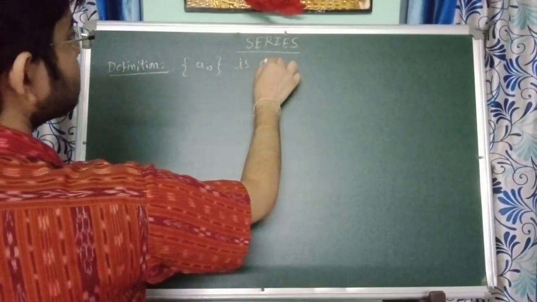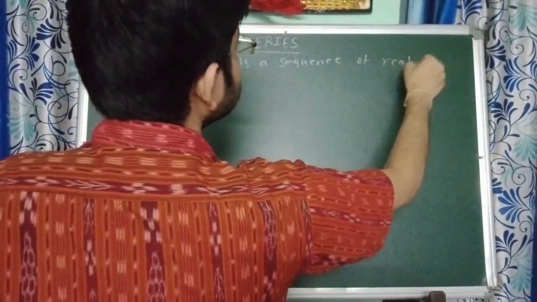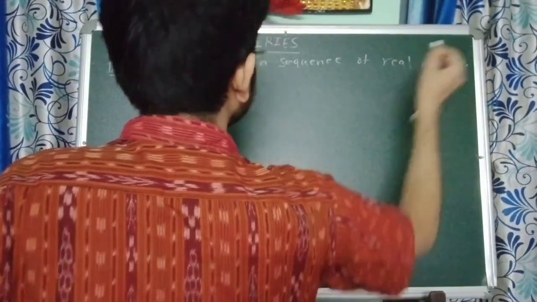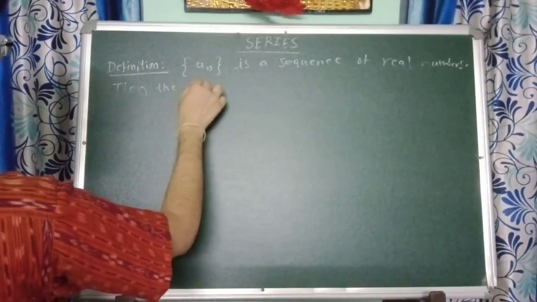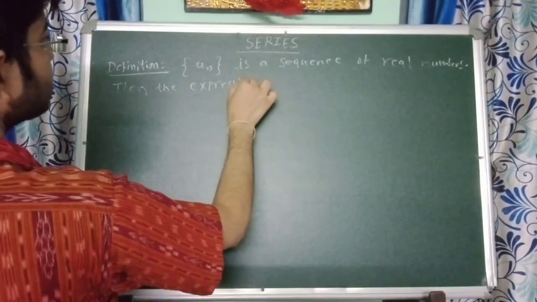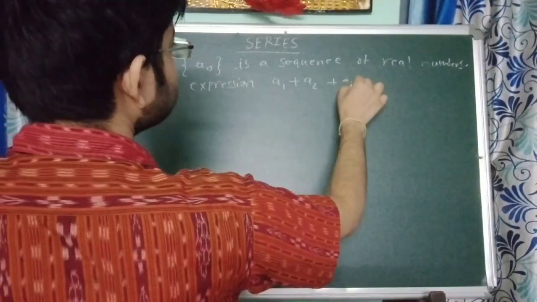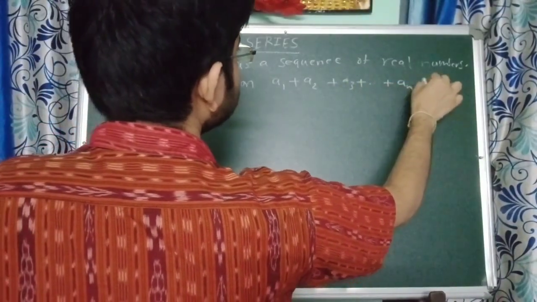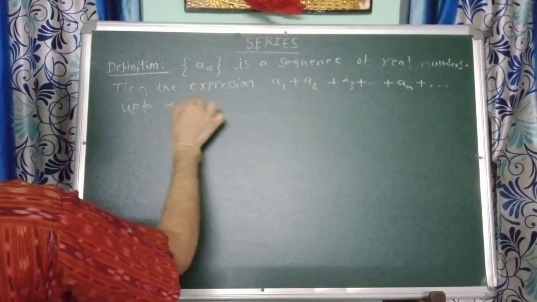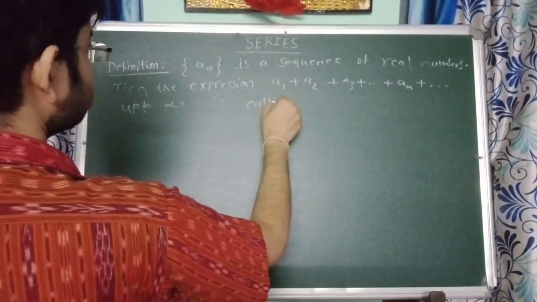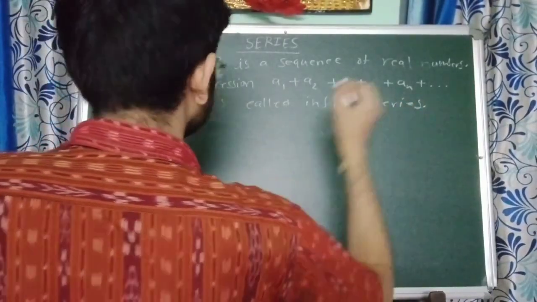Let A be a sequence of real numbers. Then the expression A1 plus A2 plus A3 plus dot dot dot plus AN and so on up to infinity is called an infinite series.